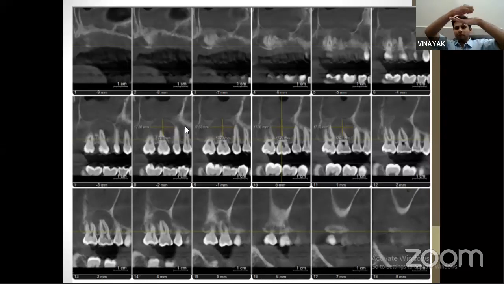If the pathology is of maxillary sinus origin, then the floor of the sinus would go this way, with downward scalloping. So this is how you distinguish whether the pathology is from the sinus or from the teeth.